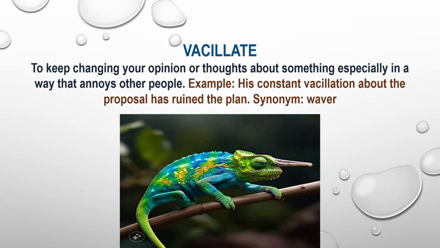Vacillate. This means to keep changing your opinion or thoughts about something, especially in a way that annoys other people. Example: his constant vacillation about the proposal has ruined the plan. The synonym for vacillate is waver.